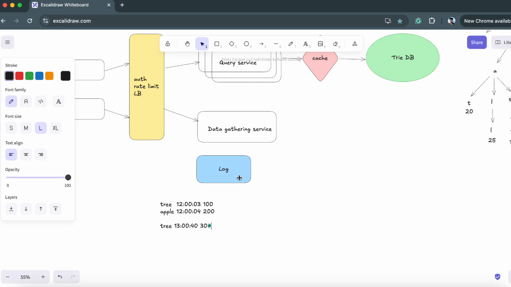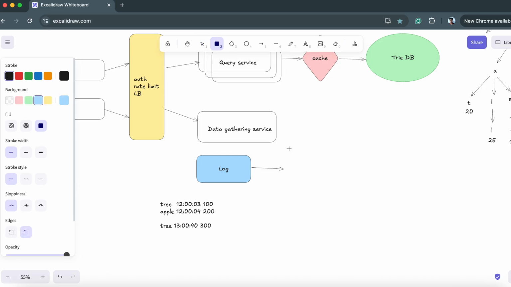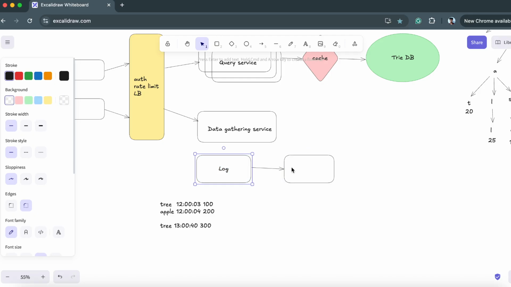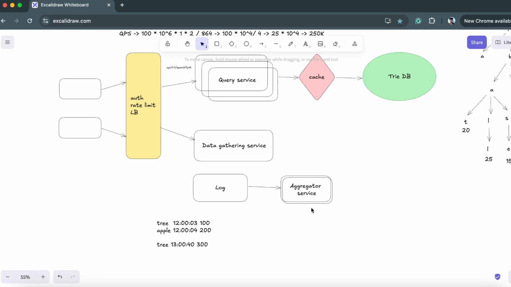So what we can do is, whatever logs we collected, we will have a data aggregating service next, the data aggregators. Let me just change the colors of these things. This aggregator service, whatever logs we have, we will keep on aggregating them.